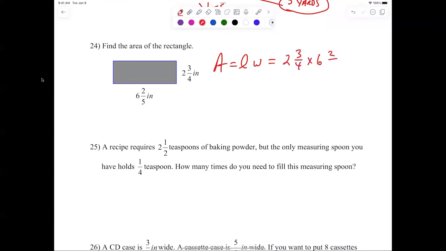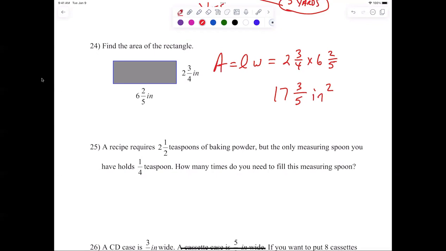Everybody take your calculator out. Make sure you understand these rules. 2 3/4 times 6 2/5. Tell me what that is. 17 and what? 3/5. What unit? Inches square. Thank you. Anybody else get that? Double check her, please. Good. All right. I think we're getting better.